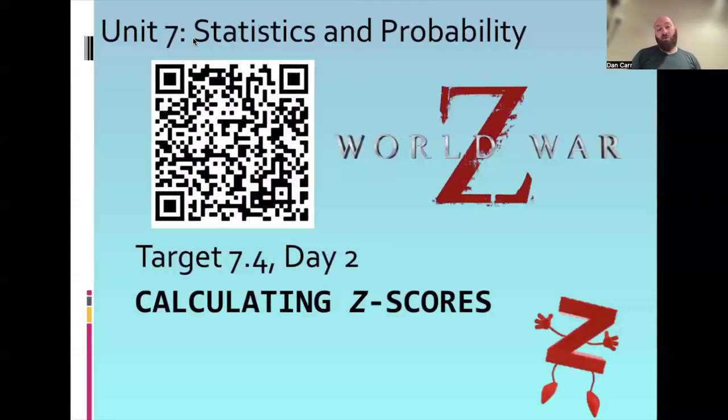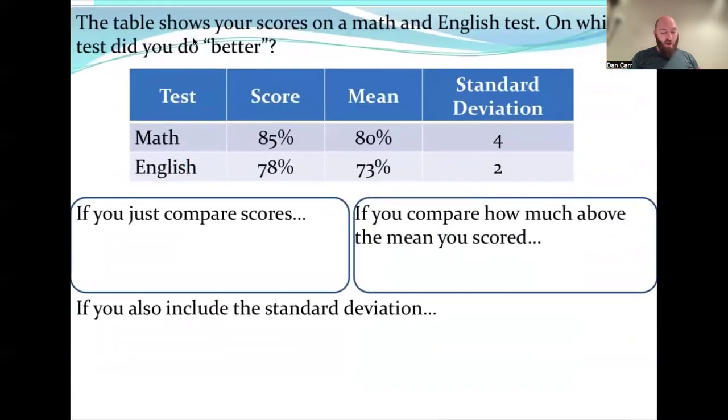Today we're going to be looking at 7.4 day 2, calculating what's called z-scores. So z-scores are going to help us understand a little bit better where we are on a curve of a normal distribution. So let's take a look at this as a quick example.